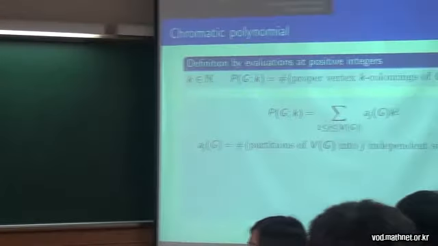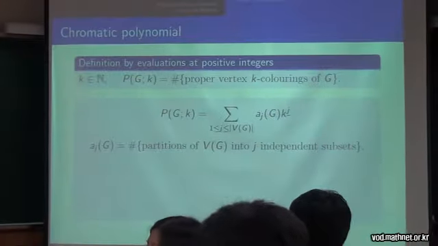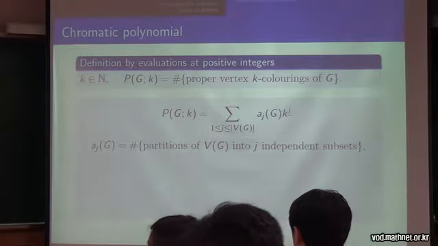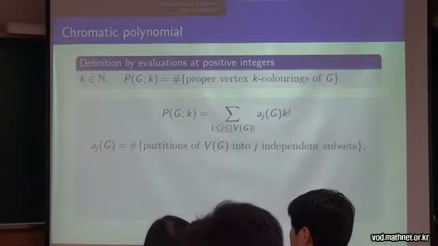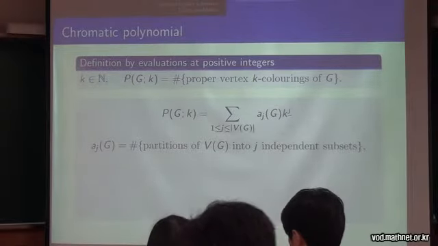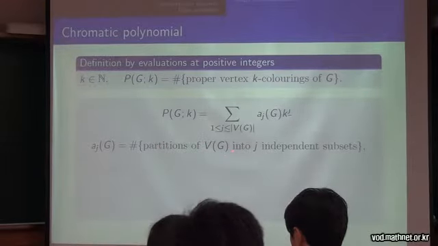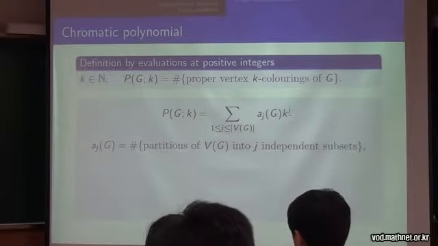Do they ever consider dividing out by permutation of the colors? Yes. This divides out by that? Yes. So you can think of these partitions as not labeled. Ah, I see. Okay. So we'll actually come back to this and we'll see the labeled version of it.